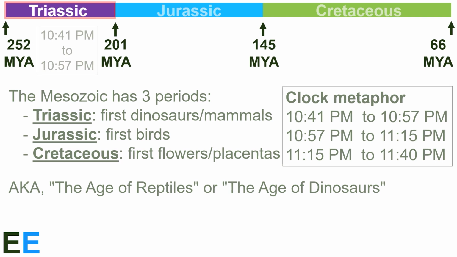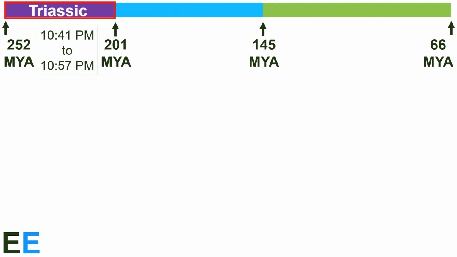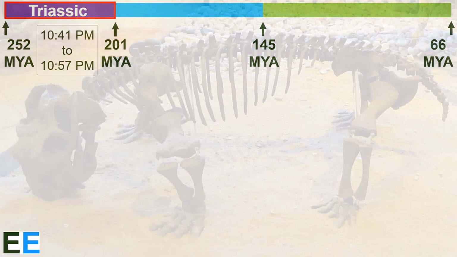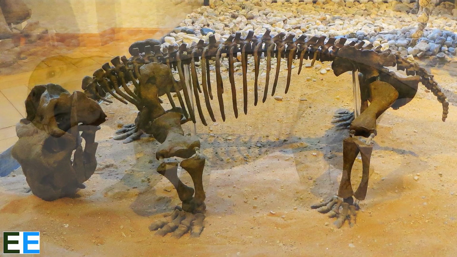The Age of Dinosaurs runs for about an hour, with only 20 minutes remaining for life on Earth afterwards. The Triassic is the first period in the Mesozoic, and at around 250 million years ago, my personal favorite part of Earth's history happens. I present Lystrosaurus.